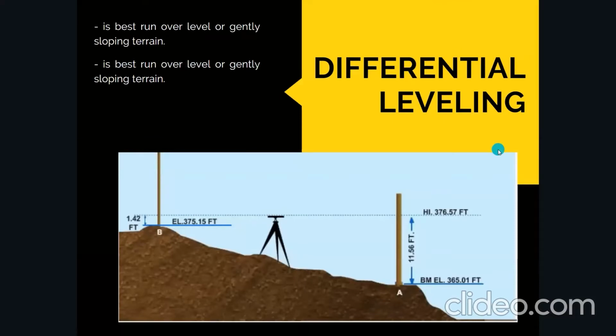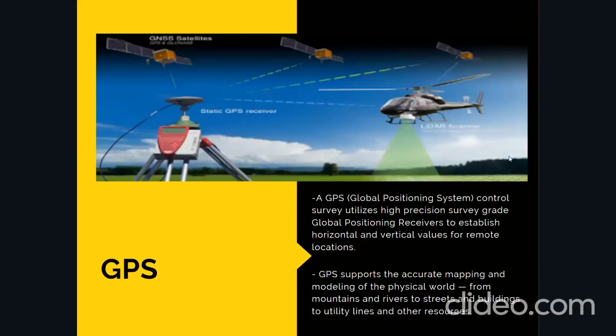So next is the differential leveling. It is best run over level or gently sloping terrain. So next is the GPS or the Global Positioning System, which controls surveys utilize high precision survey-grade global positioning receivers to establish horizontal and vertical values for remote locations.